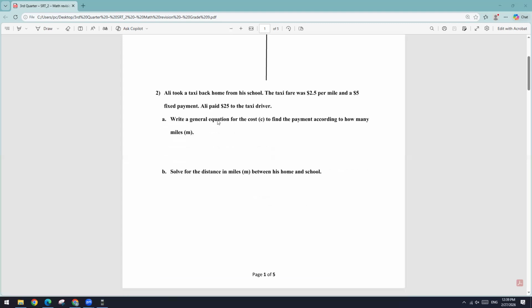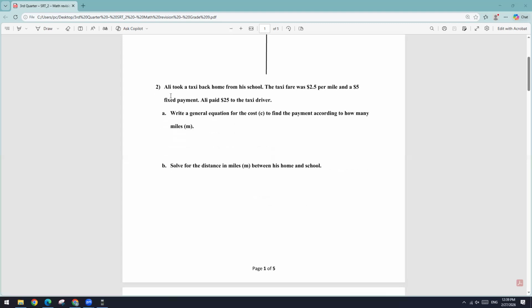Question 2. So Ali took a taxi back home from his school. The taxi fare was $2.5 per mile. This is important. And $5 fixed payment. So when he entered the taxi, it doesn't start from 0. The counter starts from 5. So that 5, he has to pay it, whether he went for 10 miles or 3 miles, whatever it is.